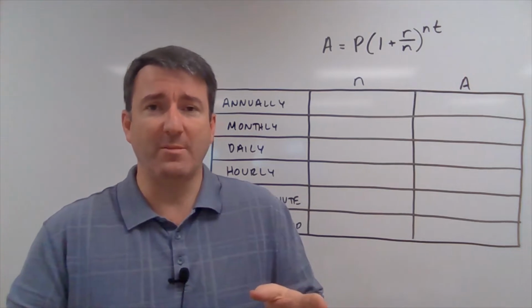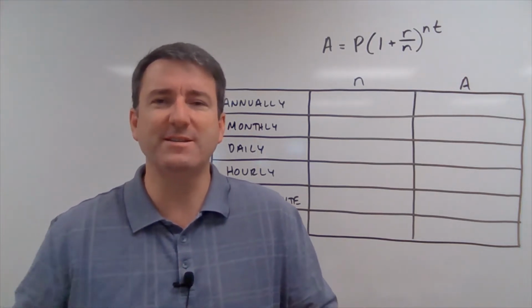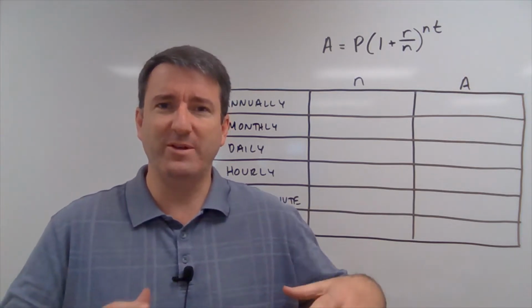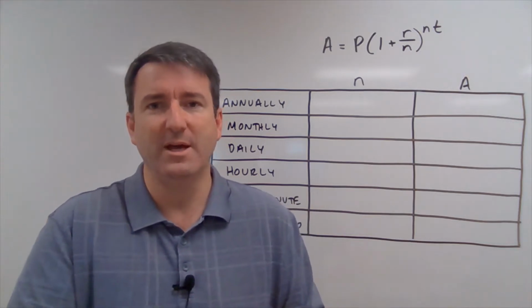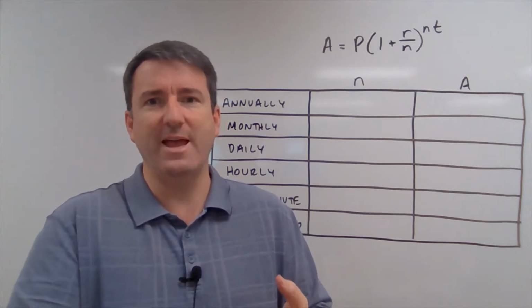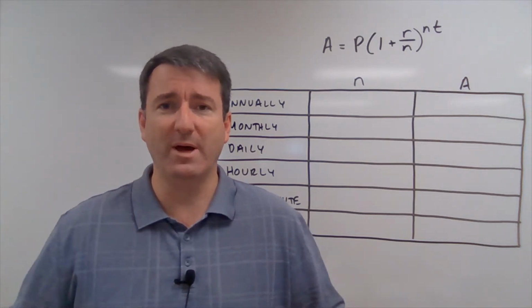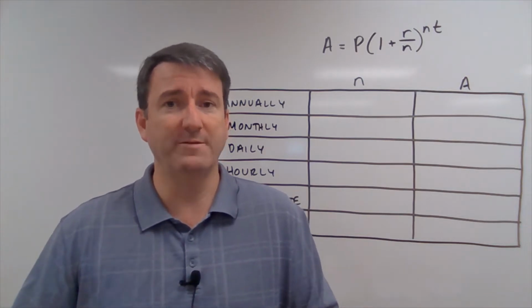Before we get to the vocabulary, I want to think about what would happen if we just kept compounding our interest more and more often. That is, if we had the same principal, the same amount of time, and the same interest rate, could we just keep making more and more money by just compounding our interest more and more often?